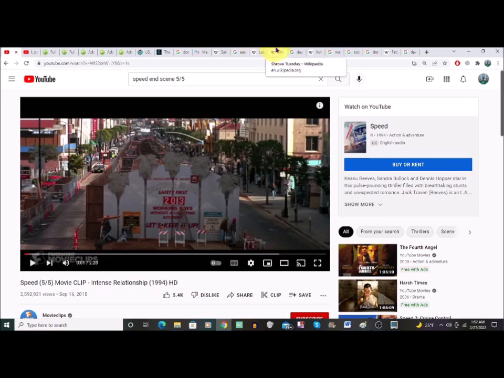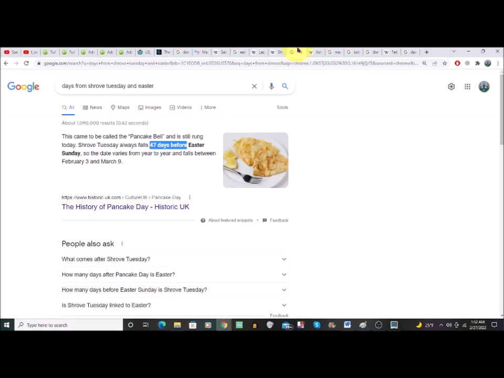Where do I go here? I've got this up somewhere, I'm sure of it. Look, here we go. Days from Shrove Tuesday to Easter. Shrove Tuesday is always 47 days before Easter. 47. That balance number, yeah? 47 days. This is the balance number.